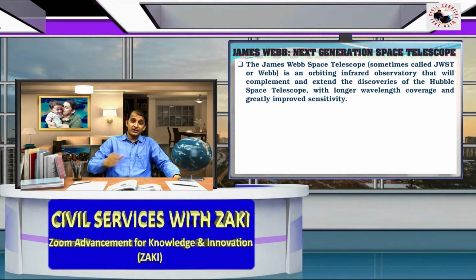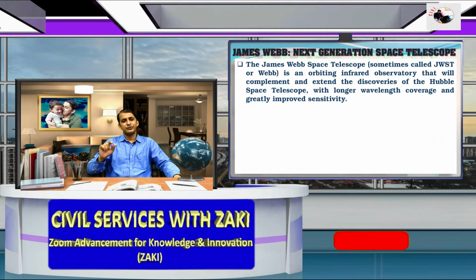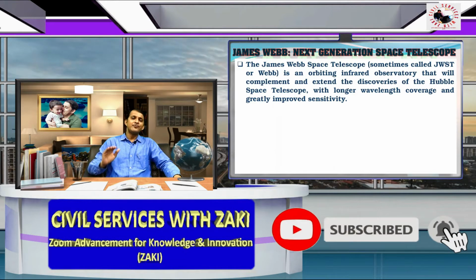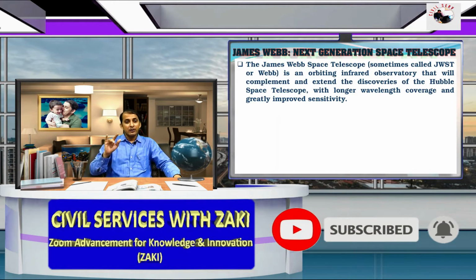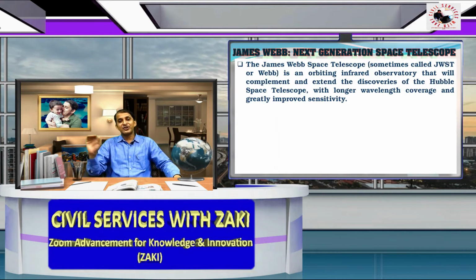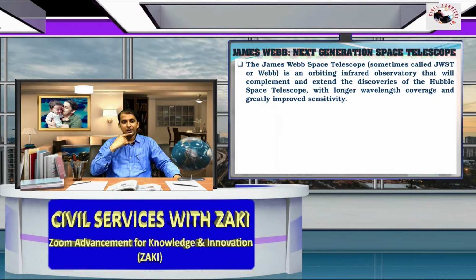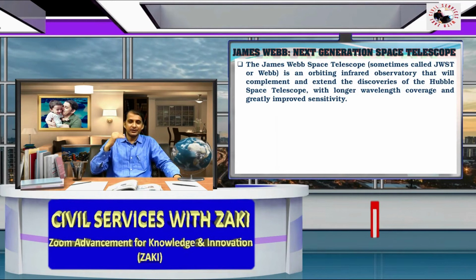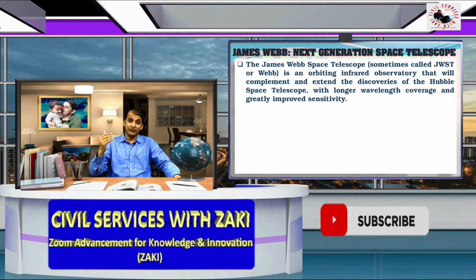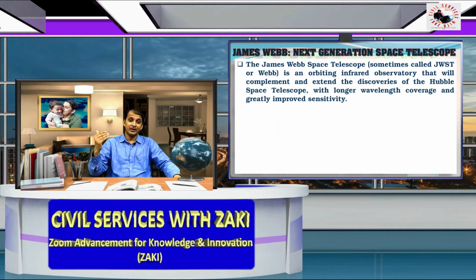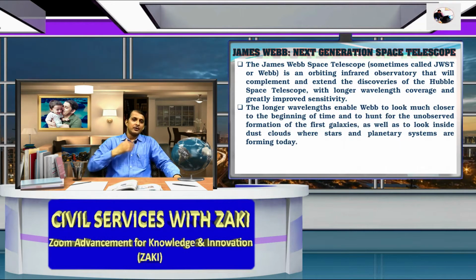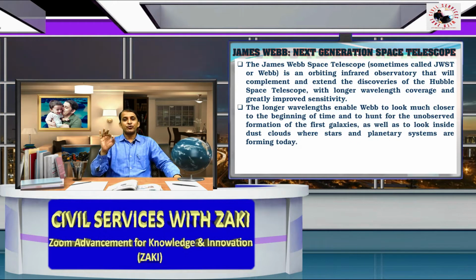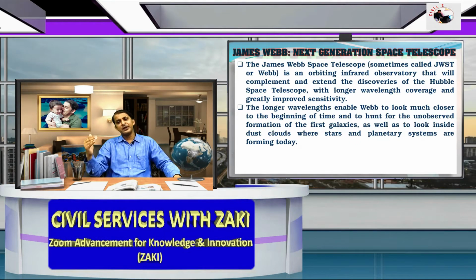The James Webb Space Telescope, sometimes called JWST in short, or in short we can call it Webb, is an orbiting infrared observatory that will be a complement to and extend the discoveries of the Hubble telescope with longer wavelength coverage and greatly improved sensitivity. So why is longer wavelength so significant for observing the universe? The longer wavelength enables Webb to look much closer to the beginning of time.